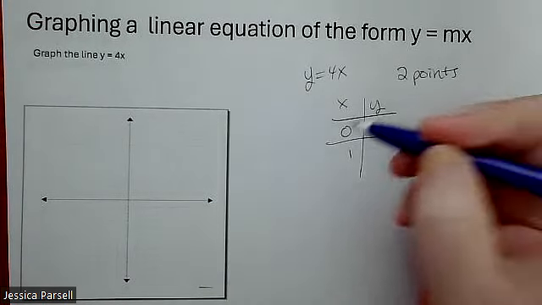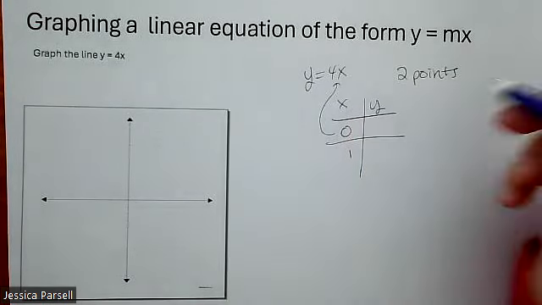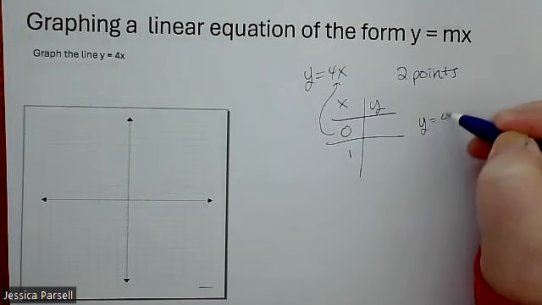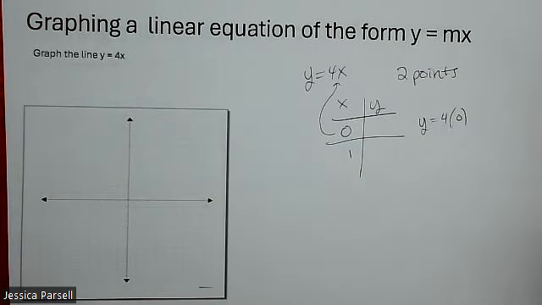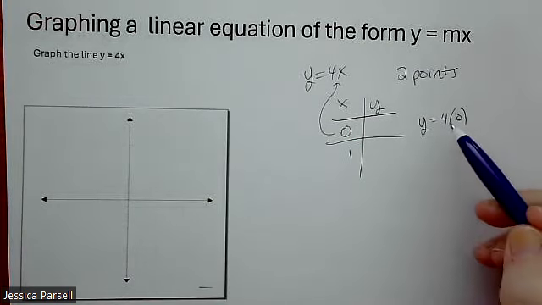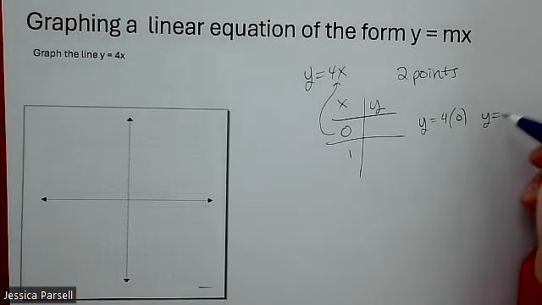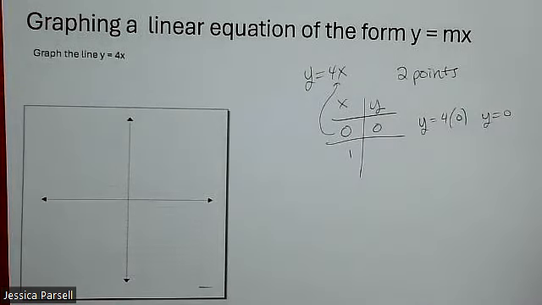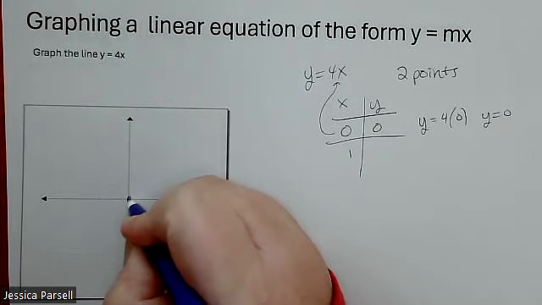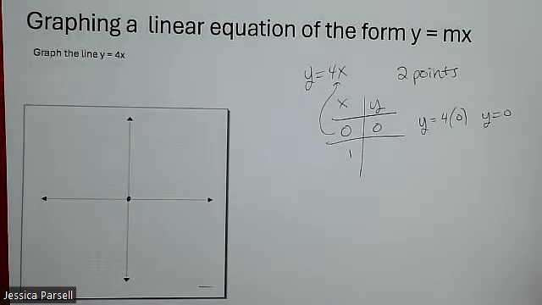Okay. So we're going to substitute in 0 for x. So y is equal to 4 times 0. Well, this is kind of nice. 4 times 0 is just 0. So y is equal to 0. Well, that's one coordinate. That's the actual origin. That line runs right through the origin.